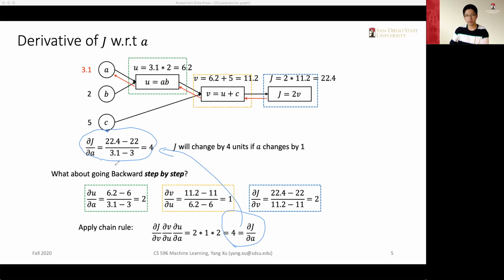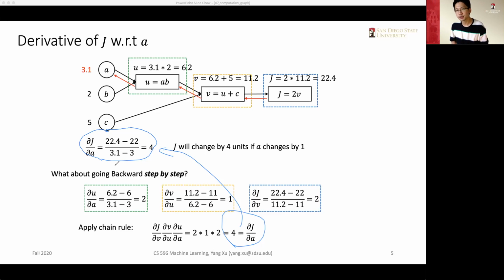Okay, so this case or this example may seem trivial because our computation in each node within the computation graph is pretty simple. It's just a plus, multiply by constants. So it looks like the backward step is not necessary.